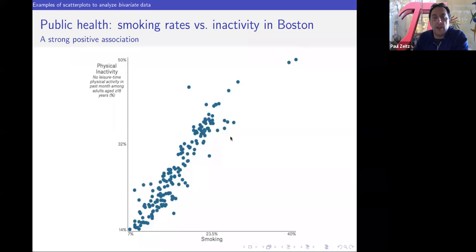And here's another public health one. Each of the individual dots in the scatter plot are census tract neighborhoods in the city of Boston. And somehow they were able to determine what percentage of people in each census tract smoked. And they were able to determine how much or how little activity the people had. And there seems to be, as you can see, what we call a strong positive association. The more you smoke, the more inactive you are. So it looks like a positive association. If you wanted, you could say it's a negative association. The more you smoke, the less active you are. It all depends on words.